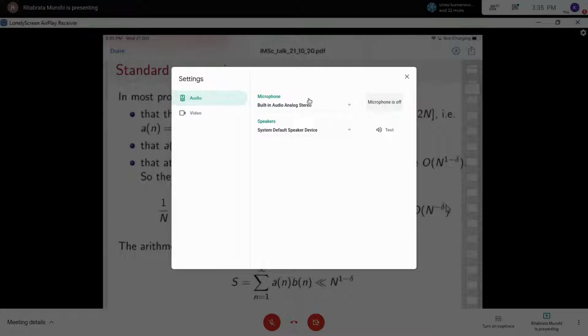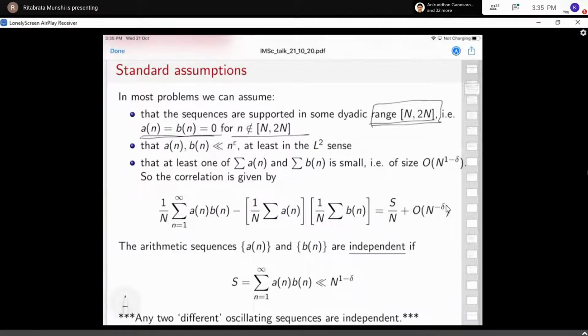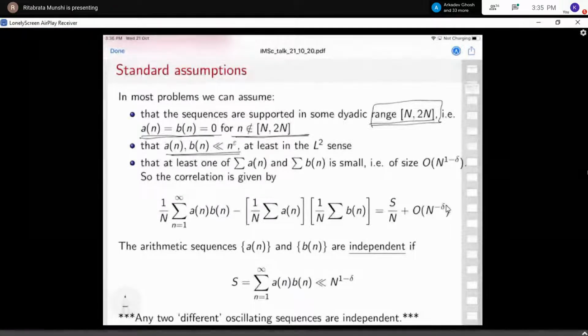Anyway, so we'll have some standard assumptions about this arithmetic sequence. The first one, as I said, I'm not interested in infinite sums. I'm going to look at a dyadic range. So I will have a parameter N, and my a_n and b_n are going to be, or at least one of them is going to be, 0 outside this range. We also usually will have that these coefficients a_n and b_n, or the arithmetic functions, are not really large. They are bounded by some n to the power epsilon. And you may not have this available to you for any arithmetic sequence, but at least in the L2 sense, you need it.